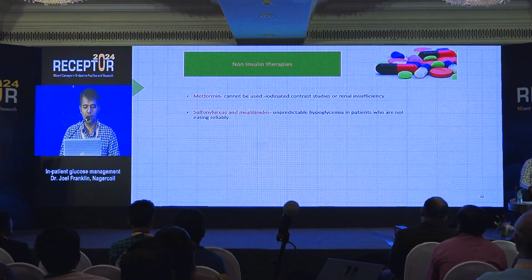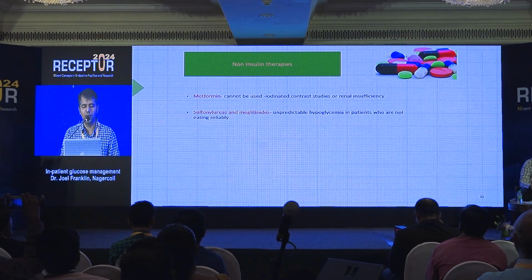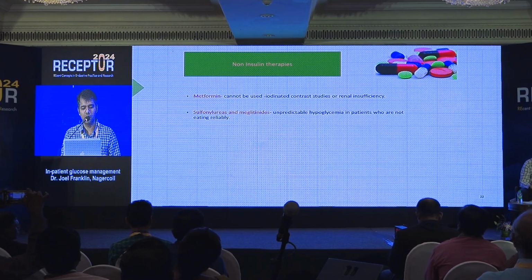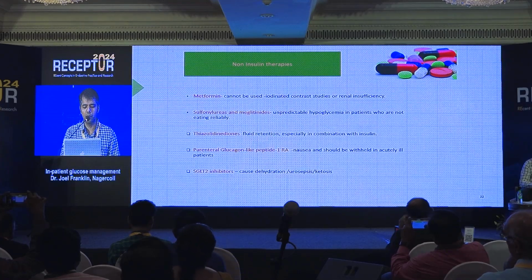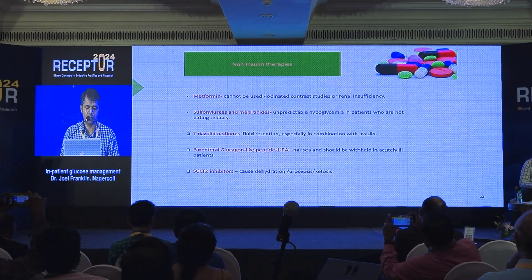Sulfonylureas and meglitinides cause unpredictable hypoglycemia in patients who are eating reliably. Whenever the patient is on insulin, it's better to avoid sulfonylureas along with it. You cannot predict when the patient will go into hypoglycemia. Next is pioglitazone, which causes fluid retention, especially in combination with insulin, so better to avoid. GLP-1 analogs cause nausea and should be withheld in acutely ill patients. SGLT2 inhibitors should be avoided because they can lead to dehydration, urosepsis, ketosis, and so on.